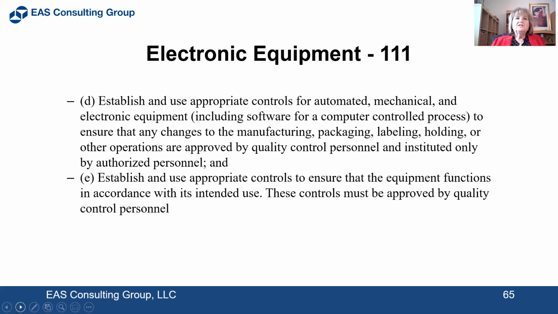You must establish and use appropriate controls for automated, mechanical, and electronic equipment to ensure that any changes to the manufacturing, packaging, labeling, holding, or other operations are approved by the quality control personnel and instituted only by authorized personnel. And you should establish and use appropriate controls to ensure that the equipment functions in accordance with its intended use. And these controls must be approved by quality control personnel.